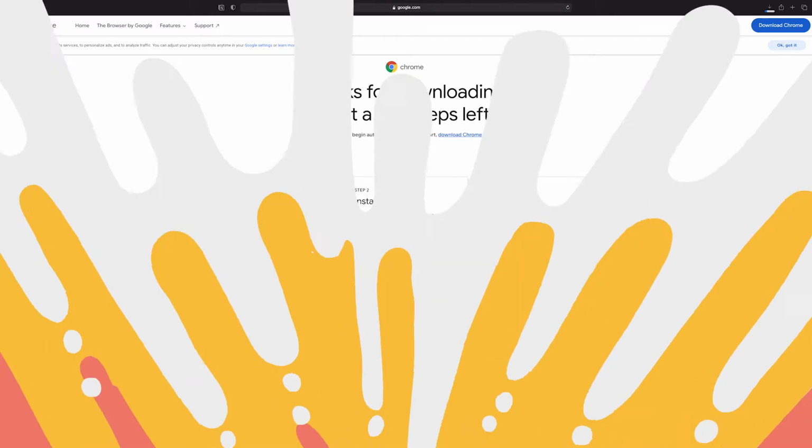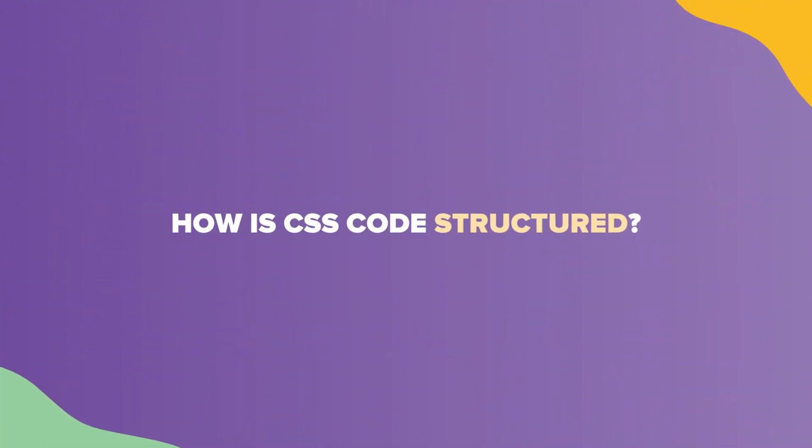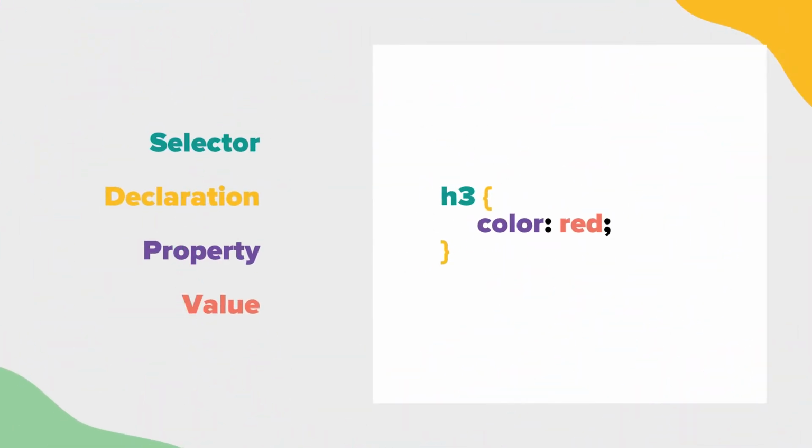I'll wait. Okay, so CSS has four different element types that you need to know about: selectors, declarations, properties, and values. Let's talk about each one and how they work. Selectors literally select what will be styled through your CSS code.